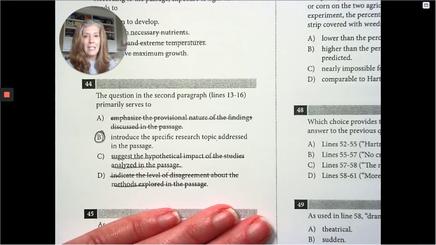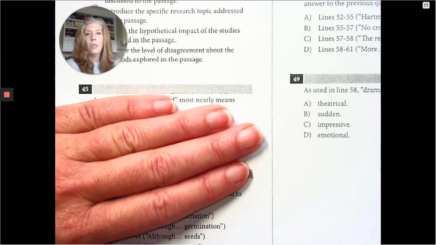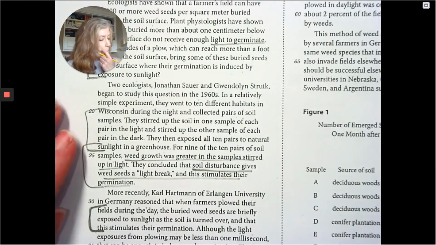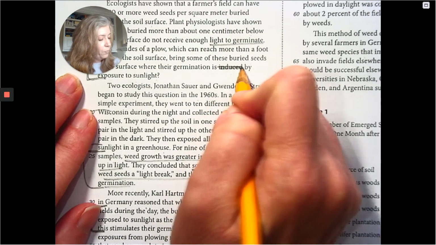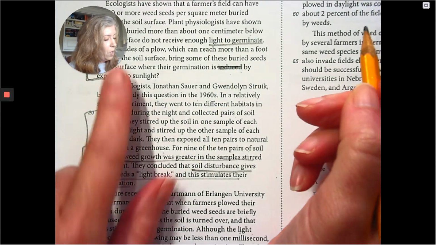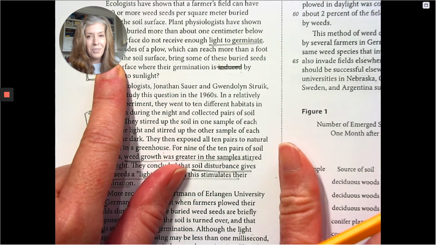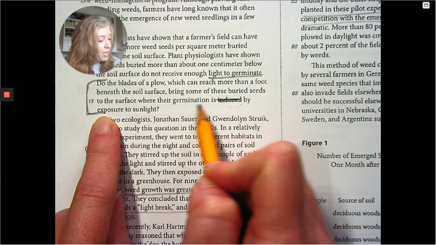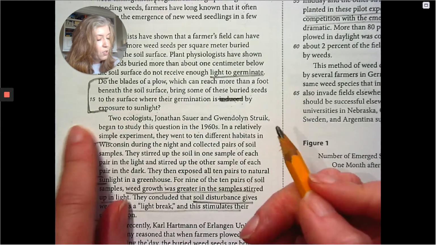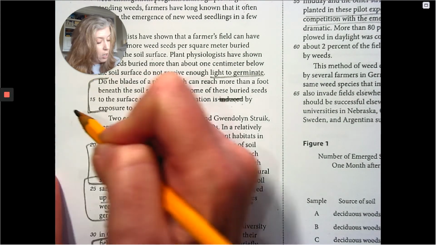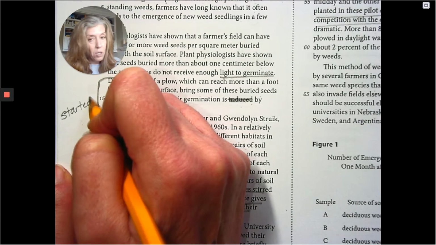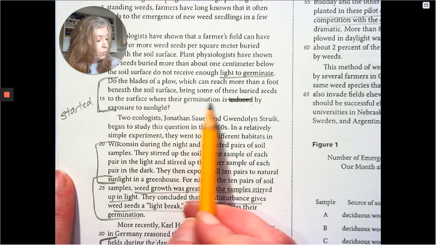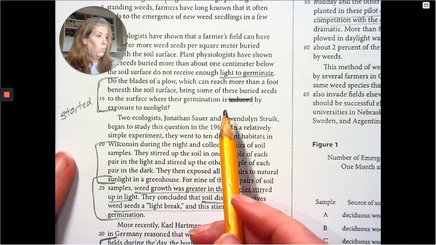Oh, most nearly means. Can't look, sorry. As used in line 15, induced, most nearly means. Let's have a look at line 15. Get rid of it completely. Start at the beginning. Do the blades of a plow, which can reach more than a foot beneath the soil surface, bring some of these buried seeds to the surface where the germination is. How about started? Started by exposure to sunlight? Yeah, started. Simple. Logical. Do you have another simple logical word? Began.